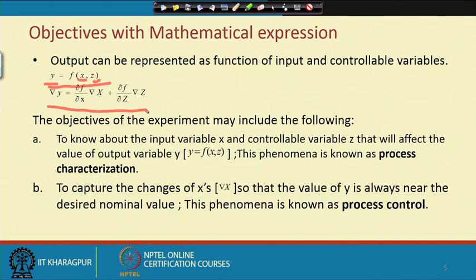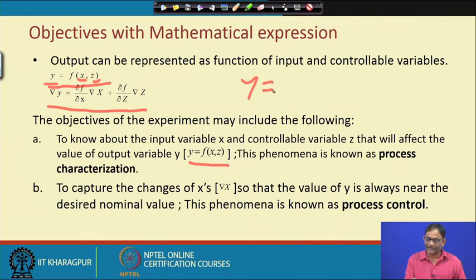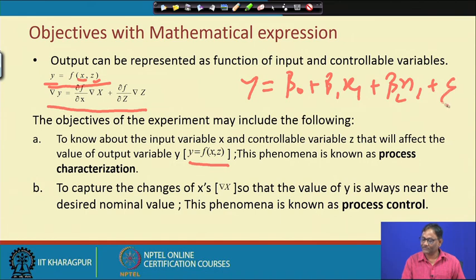From this equation, we can give some terminology of DOE here. Suppose you are interested to know this, y is a function of x and z, or sometimes y is a function of x, like a linear relation y equals beta 0 plus beta 1 x 1 plus beta 2 x 2 plus error. So, this is a linear relationship you may also be interested to develop. This is nothing but y as a function of x. Similarly, it may be nonlinear.